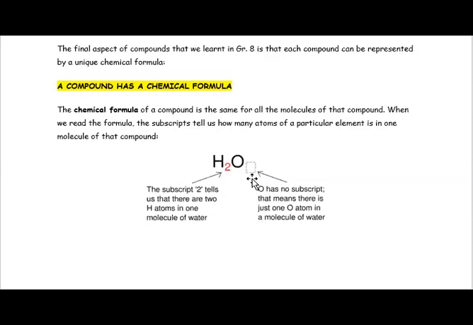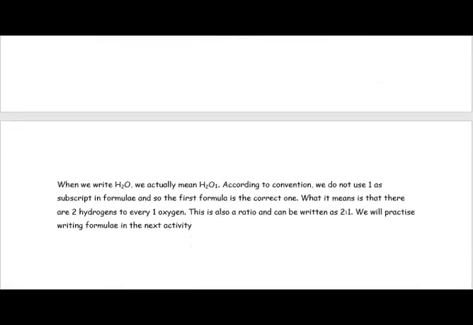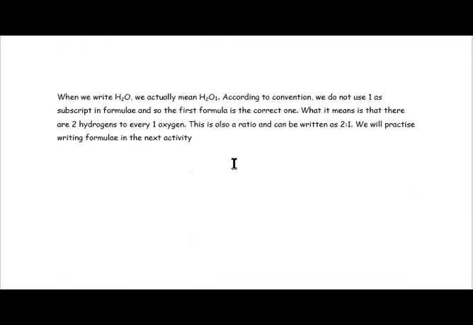But what's next to the oxygen? There's no number next to the oxygen, so O has no subscript. That means that there's just one oxygen atom in a molecule of water. When we write H2O, we actually mean H2O1. According to convention, we do not use 1 as a subscript in formula, and so the first formula is the correct one, which means that there are 2 hydrogens in every 1 oxygen. This is also a ratio and can be written as 2:1. We will practice writing formula in the next activity.